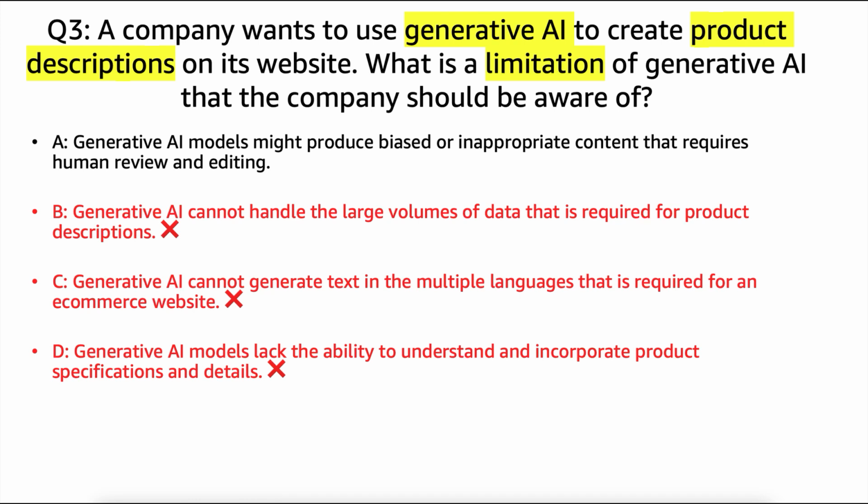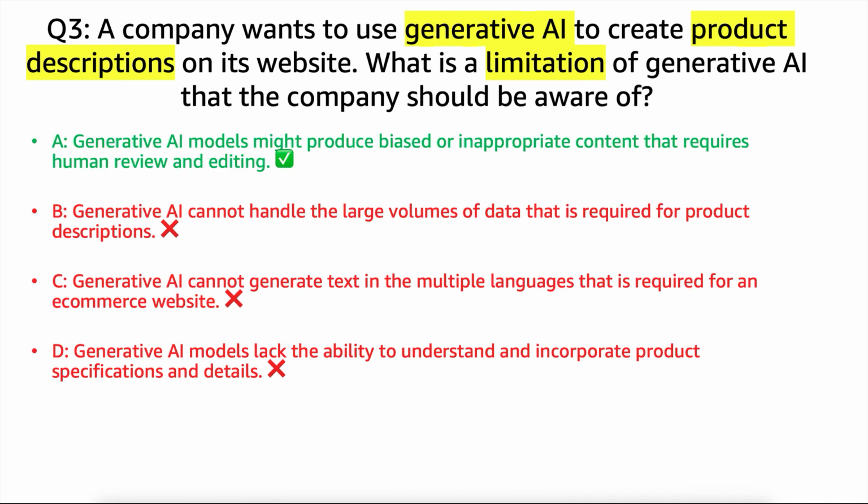Generative AI models can produce human-like text. However, they can exhibit biases or generate inappropriate content that requires human oversight and editing. This is indeed a genuine limitation of current generative AI systems. This is a crucial understanding for the AWS Certified AI Practitioner exam. While generative AI has many powerful capabilities, understanding its limitations is essential for responsible implementation in business environments.